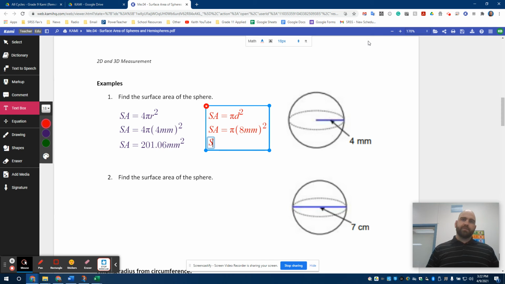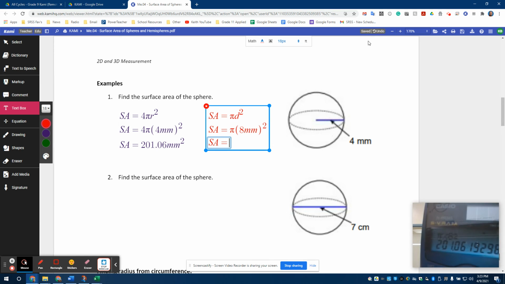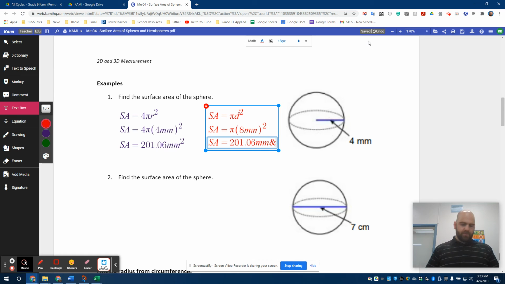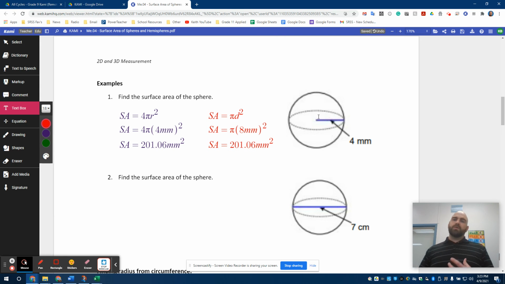And when we find the surface area, now I'm going to type it in again. I'll show you with my calculator. Pi times 8 squared. And I get the exact same number, which I should. 201.06 millimeters squared. Okay, we get exactly the same number, which we should because we're finding the same surface area. We're just using a different measurement. We're using the radius or the diameter instead.